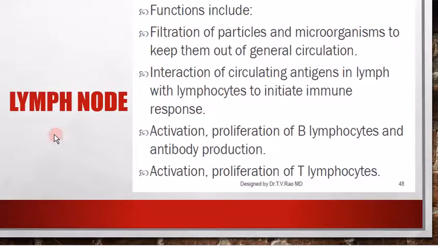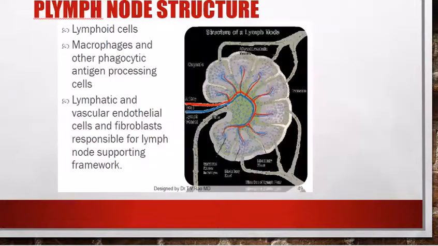Then the function includes the lymph node. The lymph node stores those immune lymphoid cells and tries to coordinate the actions against those foreign particles. The other thing is activation of B cells and T cells. So the lymph node helps in the activation of B cells and T cells, and a lot of B cells and T cells are stored in the lymph node.